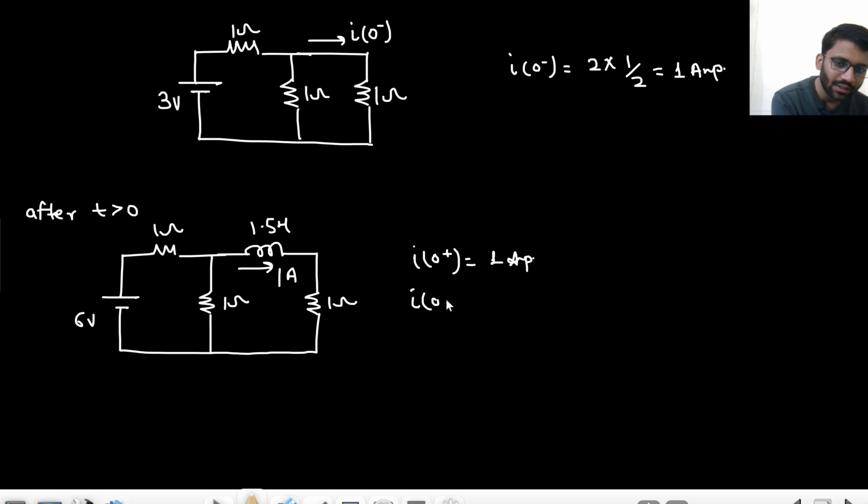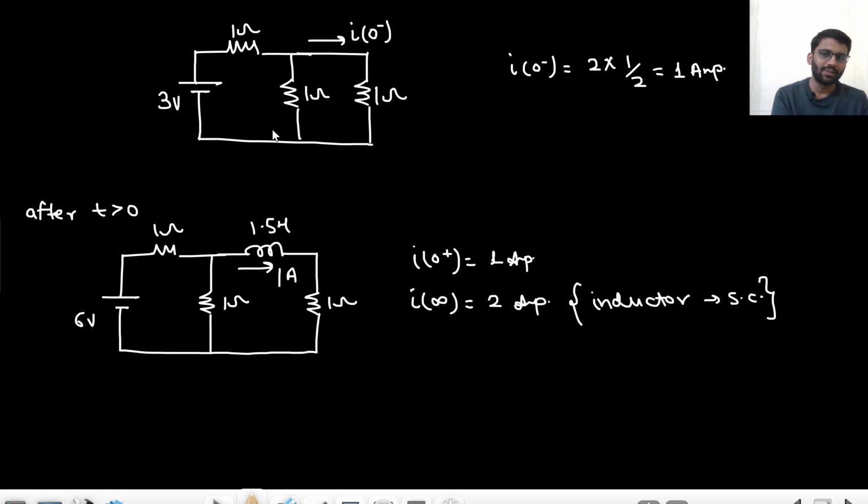What would be I of infinity? It would be 2 ampere. The same circuit is there. At I of infinity, the inductor will be shorted, and the same circuit will be there at t equals infinity. The 3 volt will be replaced with 6 volt. The inductor will be shorted, 1 ohm in parallel, and 6 volt is there. For 3 volt we were getting 1 ampere, so for 6 volt we will get 2 ampere.